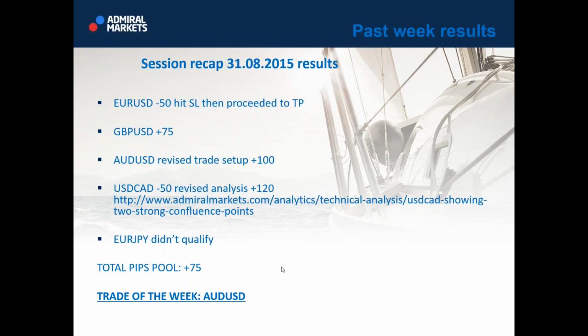So basically 120 dollar CAD is great, but well, we had first minus 50 pips. Euro yen didn't qualify, but it went in our direction. Well, total pips pool for session recap was 75, not counting dollar CAD 120, so I count the loss only, and it was 75 pips. Total not bad, but well, I was a bit unfortunate with euro dollar because I knew that it will go down, but unfortunately it hit stop loss before going down.